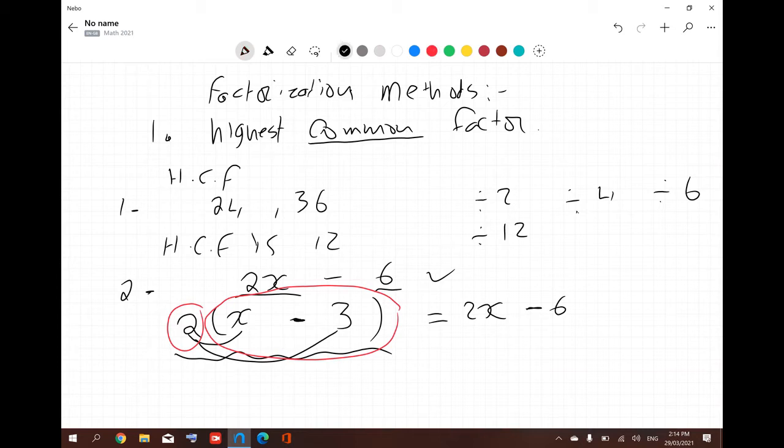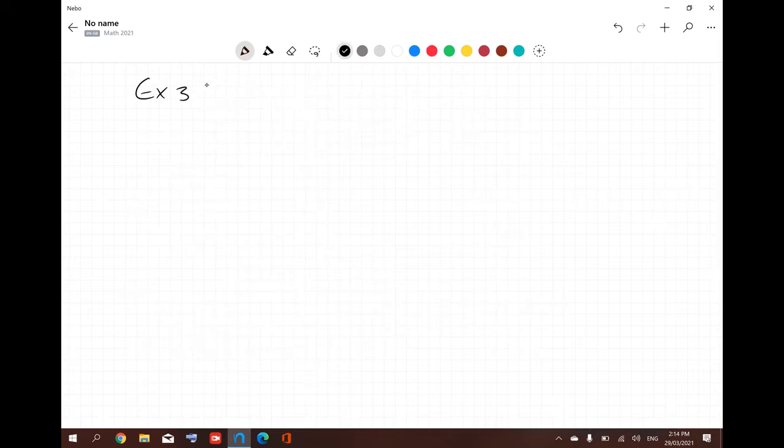Now, example 3, I'm going to go a little bit harder. So the question is to factorize, and I have 3a squared minus 6a. Now, let's see. The first term, which is 3a squared, is divisible by 3, divisible by a, and divisible by a squared. Now, this term is divisible by 2, by 3, by 6, and by a. The common factor here is 3, and then a, because a squared can be divided by a, and a can be divided by a.